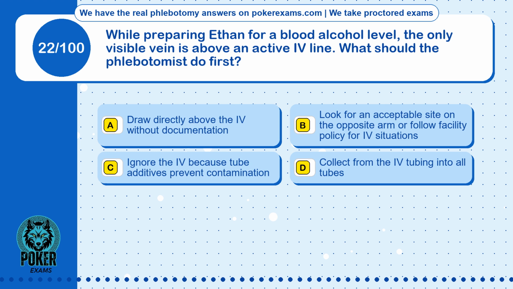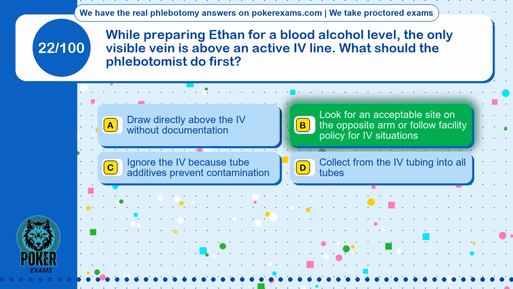Question 22. While preparing Ethan for a blood alcohol level, the only visible vein is above an active IV line. What should the phlebotomist do first? Option A. Draw directly above the IV without documentation. Option B. Look for an acceptable site on the opposite arm or follow facility policy for IV situations. Option C. Ignore the IV because tube additives prevent contamination. Option D. Collect from the IV tubing into all tubes.